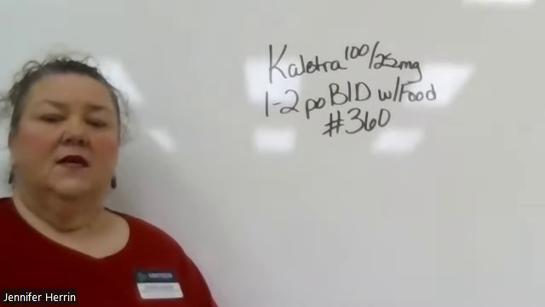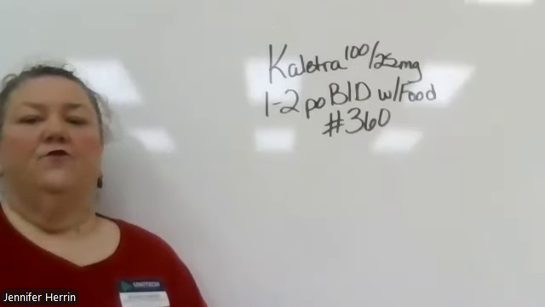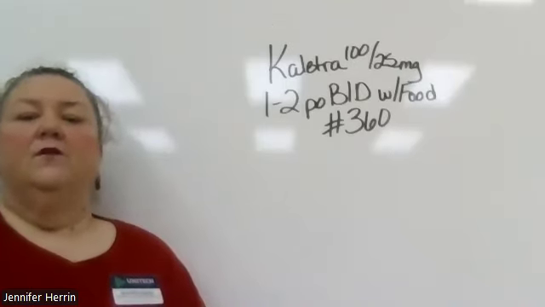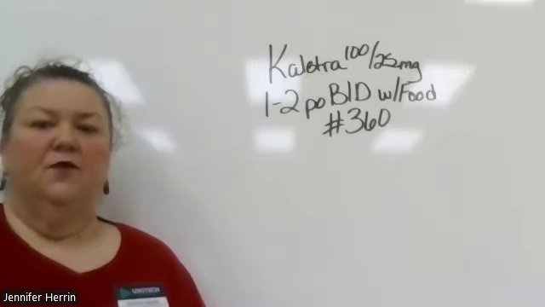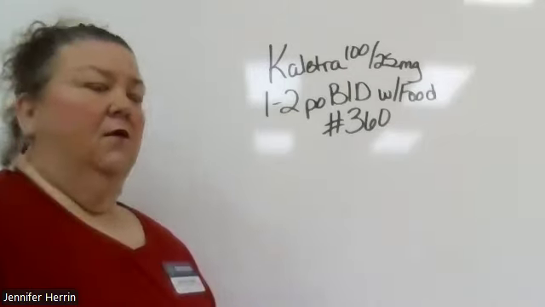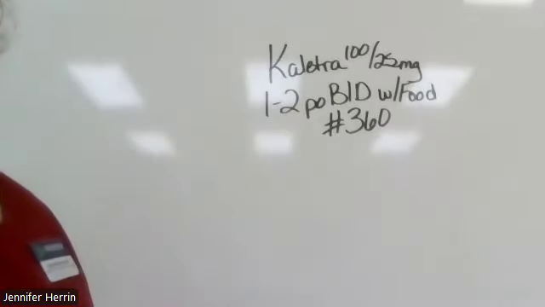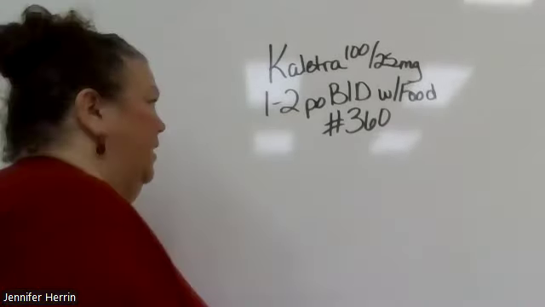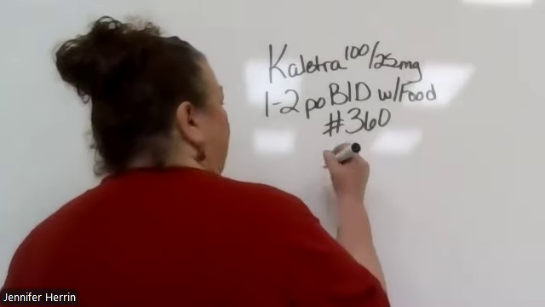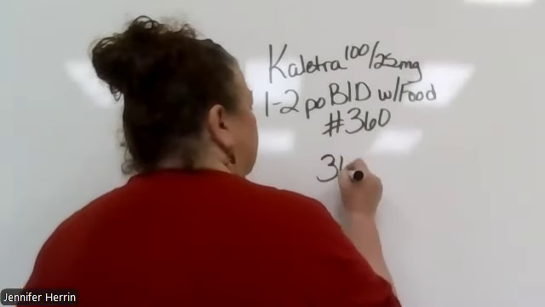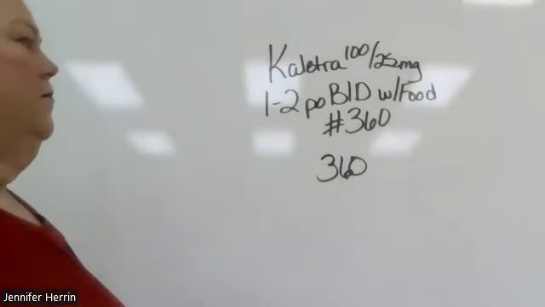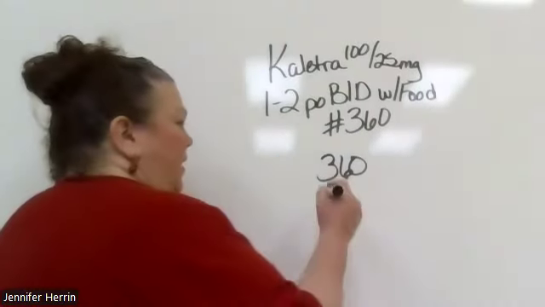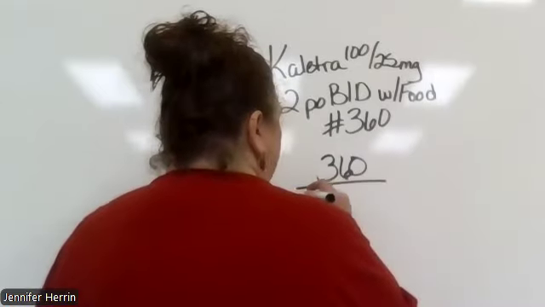Okay, so let's look at this next example. We have Coletra 100 over 25 milligram. Directions call for 1 to 2 PO BID with food, and we are dispensing number 360. So remember our formula for calculating day supply. We're going to start with that quantity to be dispensed in the same units as the dose. In this case, we're talking pills, so 360 divided by dose times frequency.